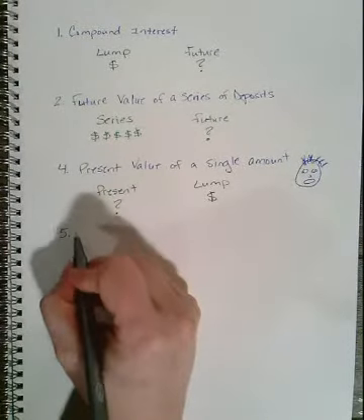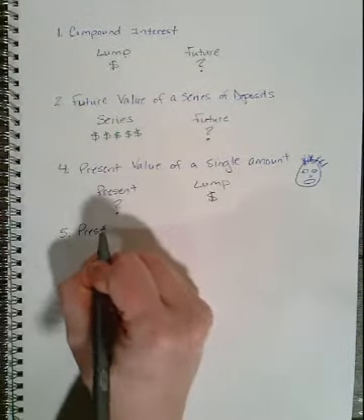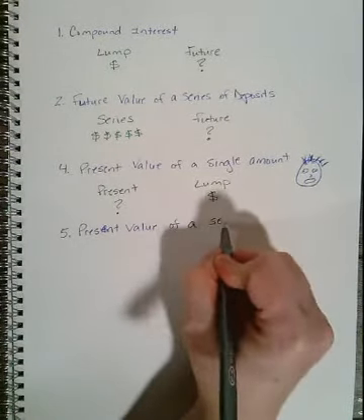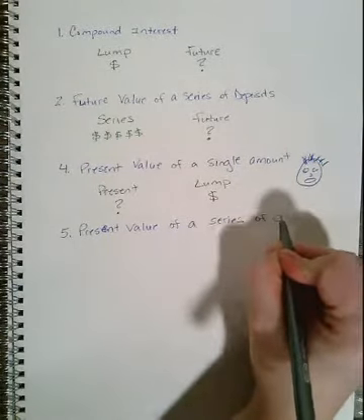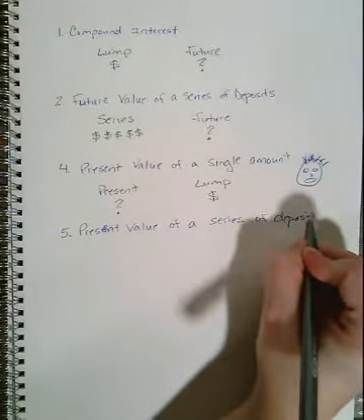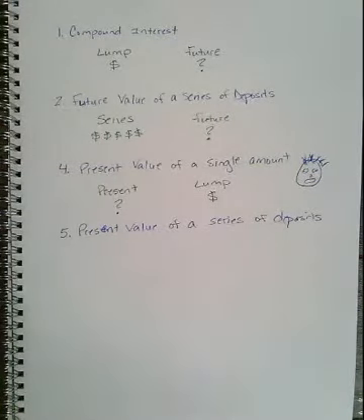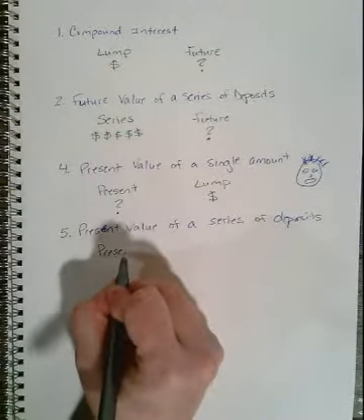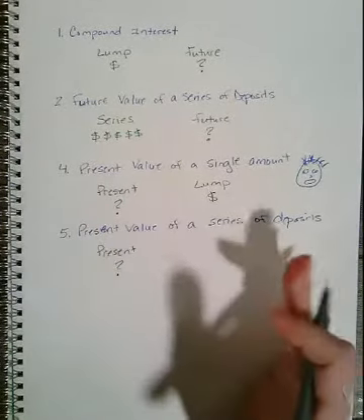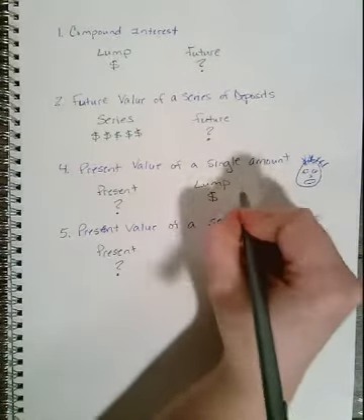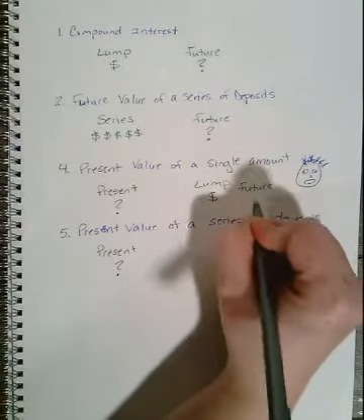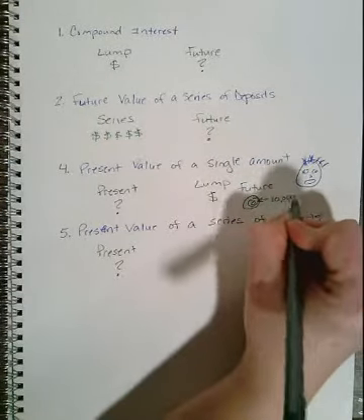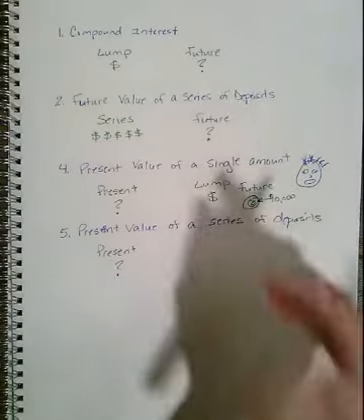The last one is the present value of a series of deposits. So on this one, we're again looking at the present. We don't know it. We know what we need in the future. And in this case, the future up here, we knew what the target was. We knew that we wanted $10,000 for the house down payment.